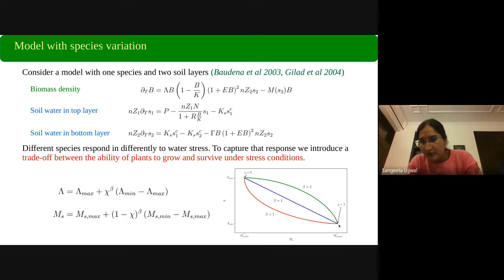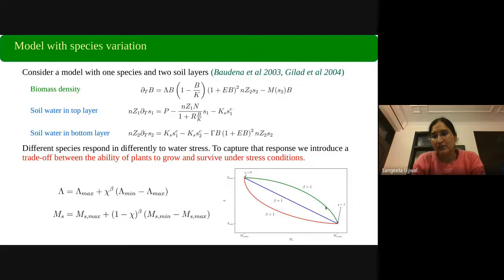So to denote a species, we use this parameter chi. Chi equals 1 is one extreme of the species, and chi equals 0 is the other extreme. Chi equals 0 means the species that invest more in growth, but that is not very well adapted to survive in the stress condition. Whereas chi equals 1 species is very well adapted for the stress condition, but it does not increase its biomass to that extent when there is a lot of water. And then there are species in between.